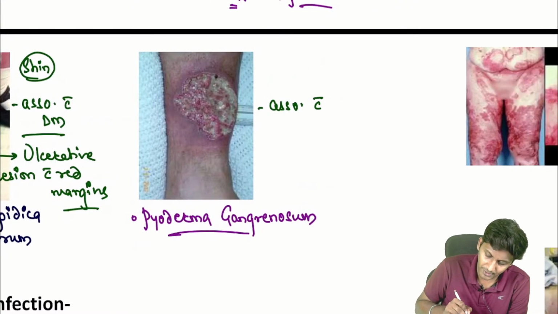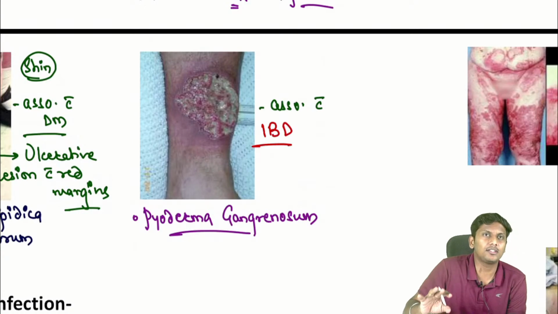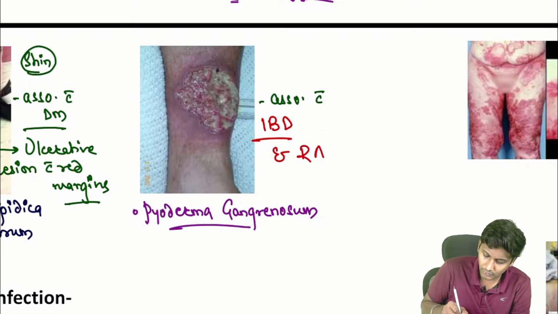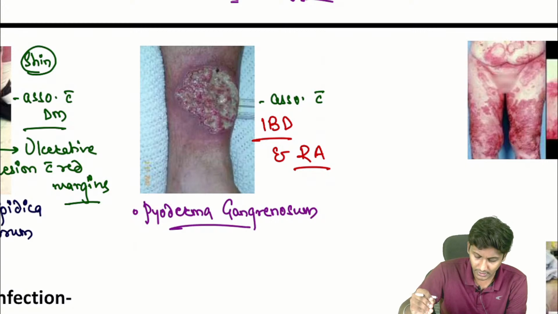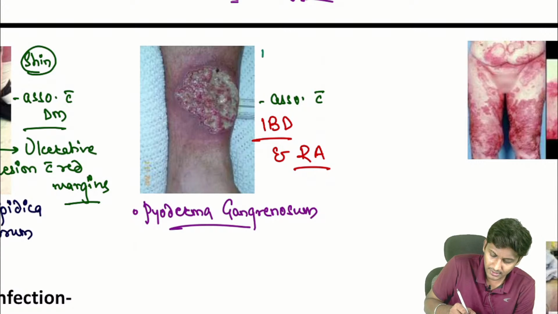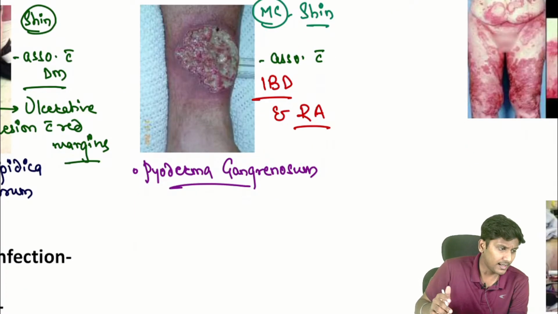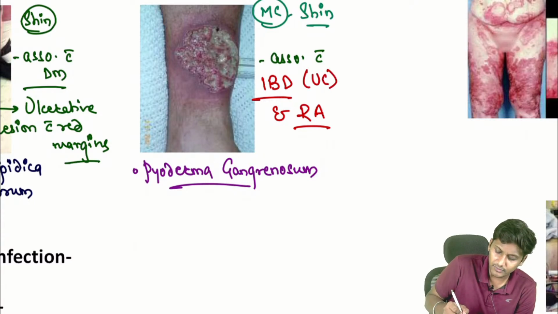It is associated with a patient of IBD. What is IBD? Inflammatory bowel disease. And which IBD, Crohn's disease or ulcerative colitis, more commonly? Please let me know that in the chat box. And second, it is also associated with the patient of RA, that is rheumatoid arthritis. So pyoderma gangrenosum is commonly associated with inflammatory bowel disease and rheumatoid arthritis. The most common site is again the shin, that is the leg itself. Okay, very good. It is commonly associated with ulcerative colitis.